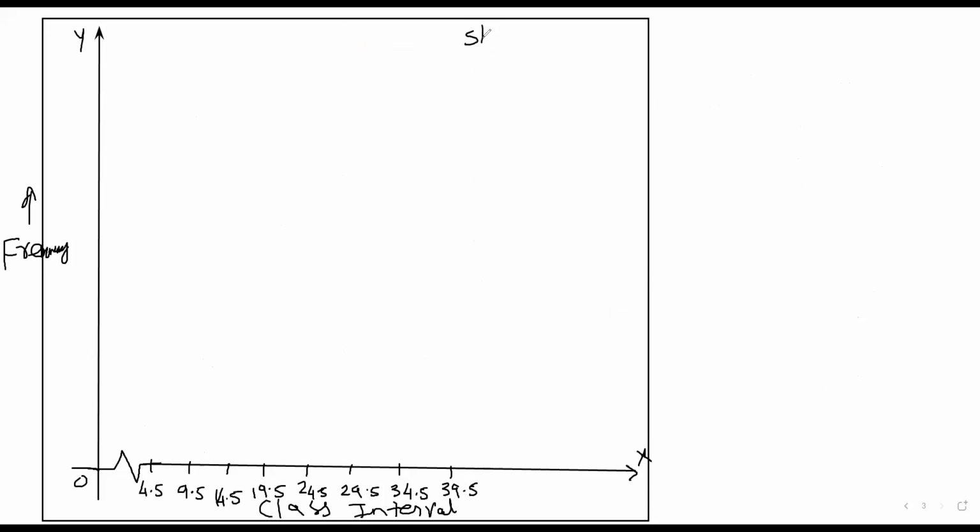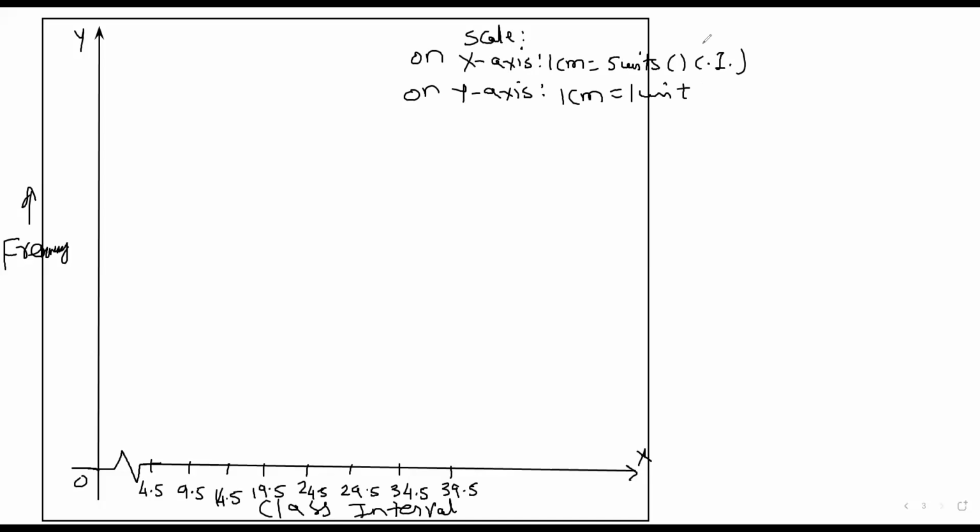And here, first of all, let's write the scale. On the x-axis, 1 centimeter is equal to 5 units, or you can write 1 CI. And on the y-axis, 1 centimeter is equal to how much? 1 unit. Take one unit. So 1, 2, 3, 4, 5, 6, 7, 8, 9, 10, 11, 12. Up to 12, how much is it? 1, 2, 3, 4, 5, 6, 7, 8, 9, 10, 11, 12. Okay. So let's draw the frequency polygon.